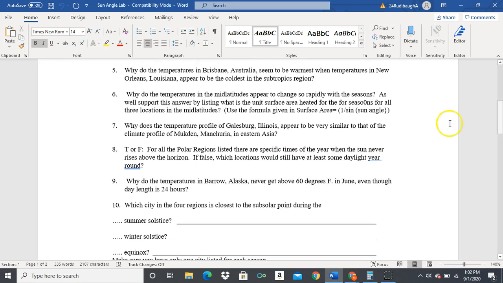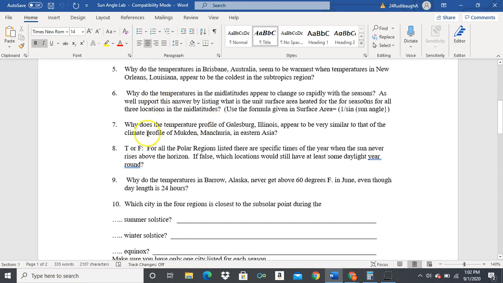For question 7, we're skipping question 6. Question 7, why do temperatures in Galesburg, Illinois appear to be very similar to that of Mukden, Manchuria? Well, these two cities are very close. Well, they are in the same region. They're both in the mid-latitudes.